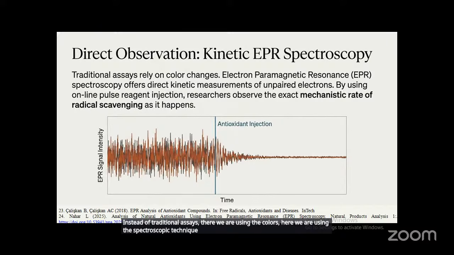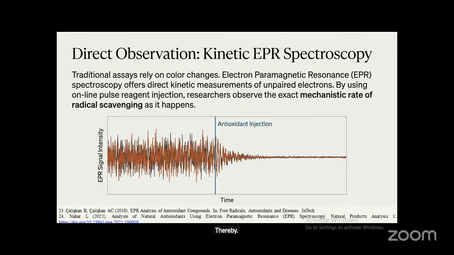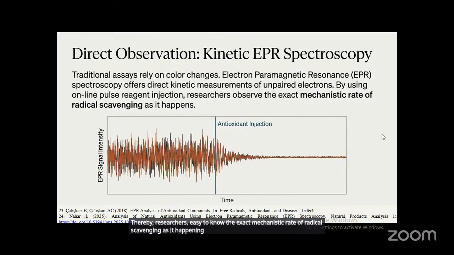This spectroscopy offers direct kinetic measurements of unpaired electrons by using online pulse reagent injection. Thereby, researchers can easily know the exact mechanistic rate of radical scavenging as it happens in the biological system. That is the most important advantage of kinetic EPR spectroscopy. Next slide, please.